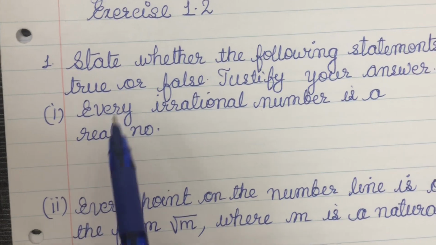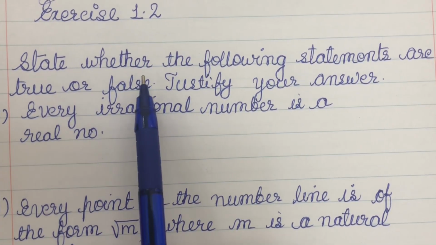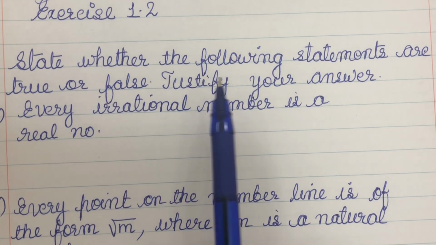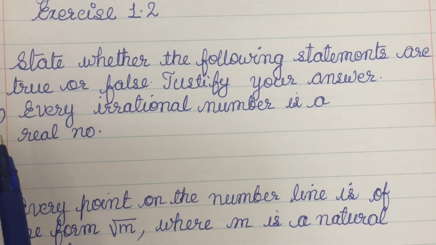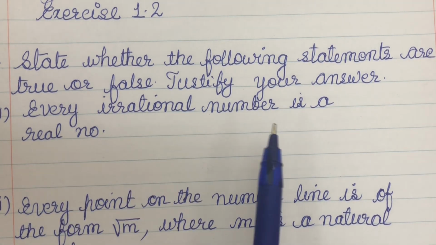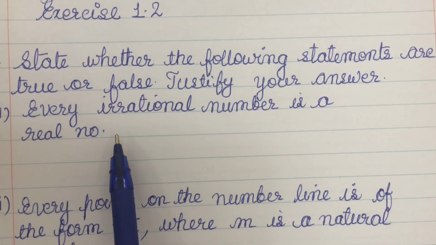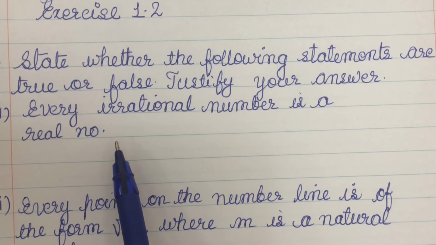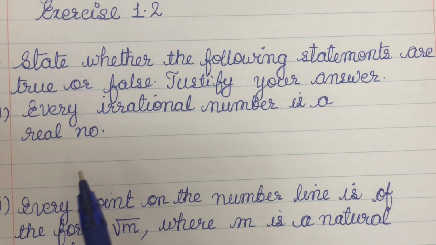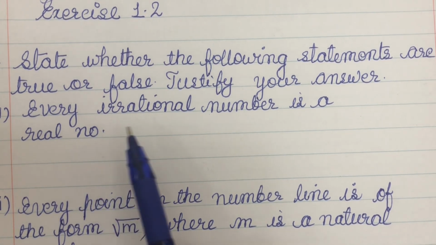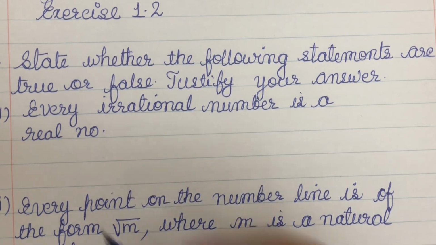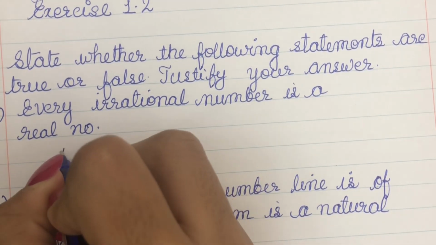The first question is, state whether the following statements are true or false. Justify your answer. The first statement is, every irrational number is a real number. Is it true or false? Every irrational number is a real number. Yes, it's true, right? Because real number means what? A collection of rational numbers and irrational numbers. So the answer is true.